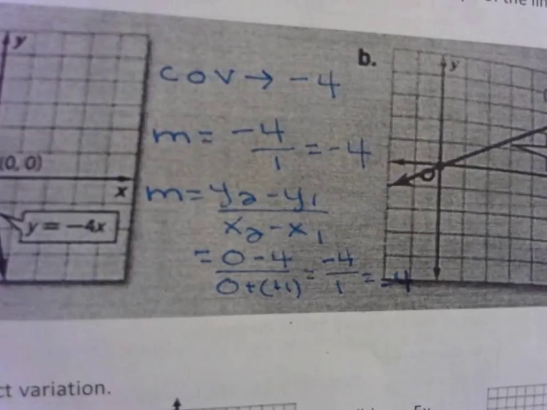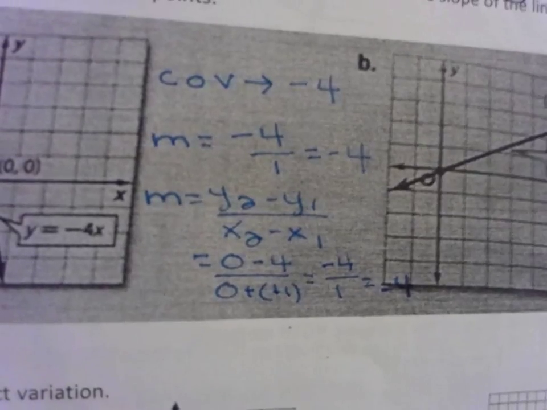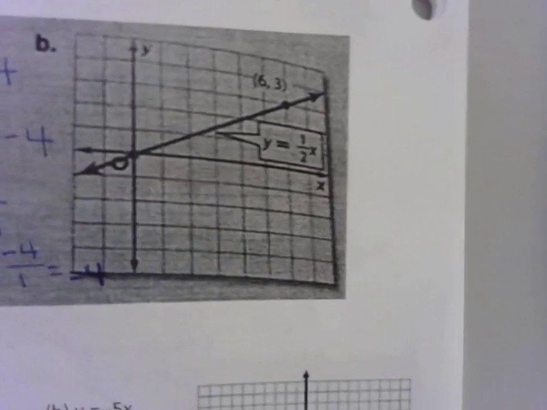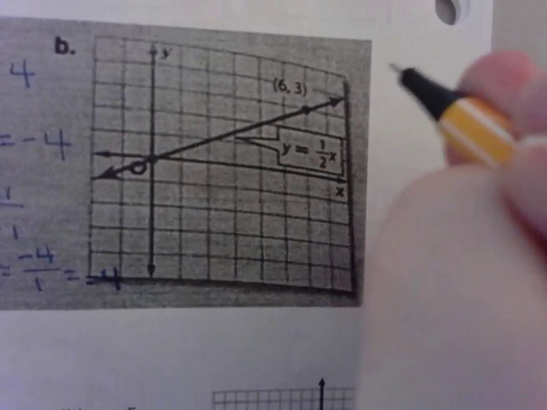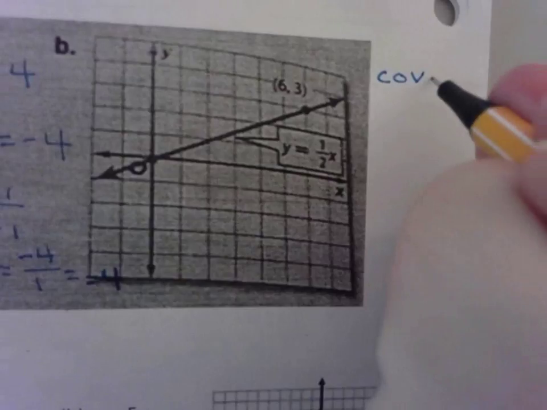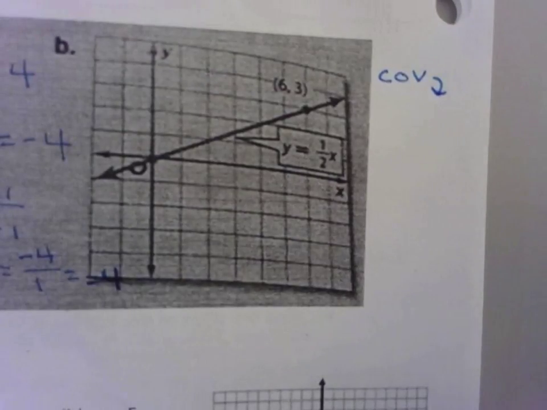Okay, any questions on that one? Okay, let's look at B. First thing I want to know is the constant of variation. So if I look at the equation for B, this is a linear equation because it's a line when I graph it. If I look at the equation, what is the constant of variation?